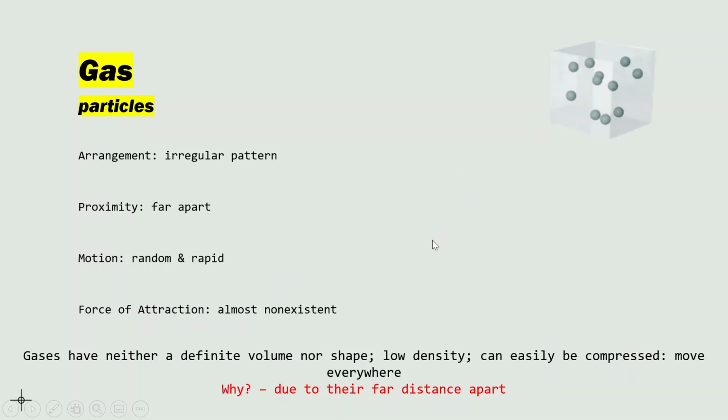Gases have neither a definite volume nor shape. They have a low density, can easily be compressed, and they move everywhere. Why? Due to their far distance apart.